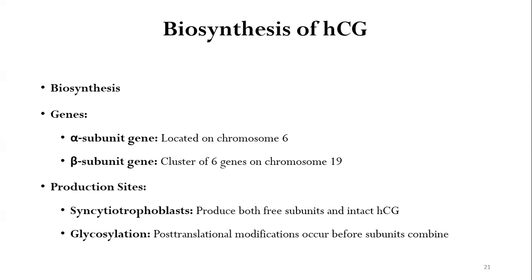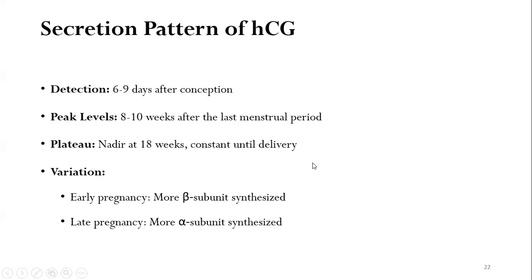The production site is the placenta, where it is produced in the syncytiotrophoblasts. The syncytiotrophoblasts produce both free subunits of HCG as well as intact HCG. And after production, it undergoes post-translational modifications before the subunits combine. The post-translational modification occurs in the form of glycosylation.